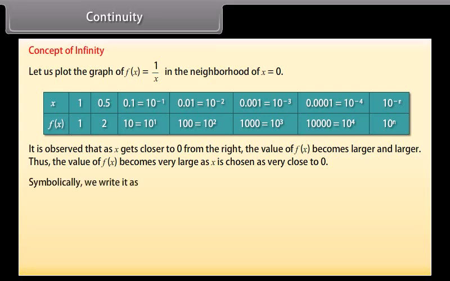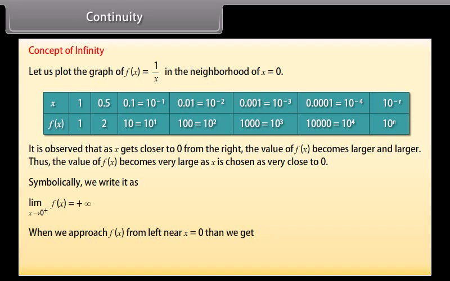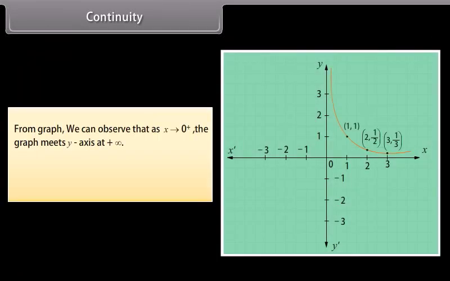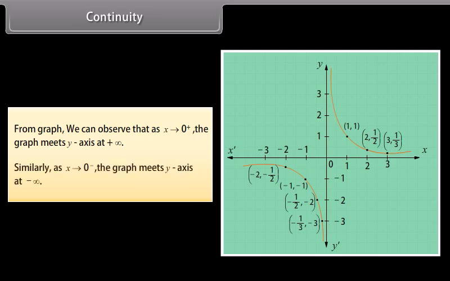Symbolically, we write it as limit as x approaches 0 plus of f(x) = plus infinity. When we approach from the left near x = 0, we get limit as x approaches 0 minus of f(x) = minus infinity. From the graph, we can observe that as x approaches 0 plus, the graph meets the y-axis at plus infinity. Similarly, as x approaches 0 minus, the graph meets the y-axis at minus infinity.